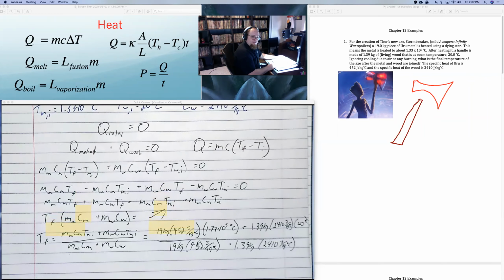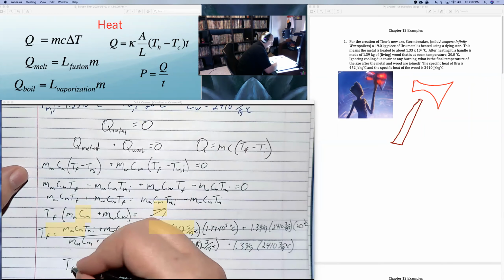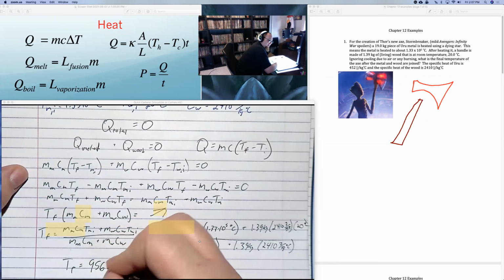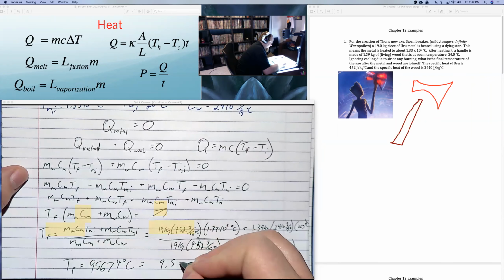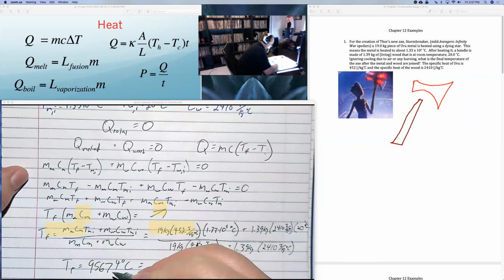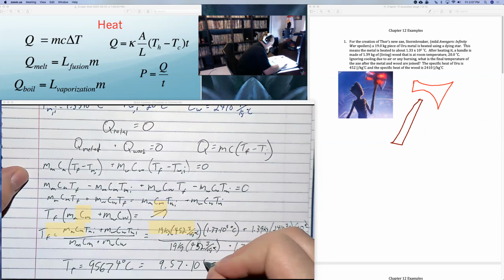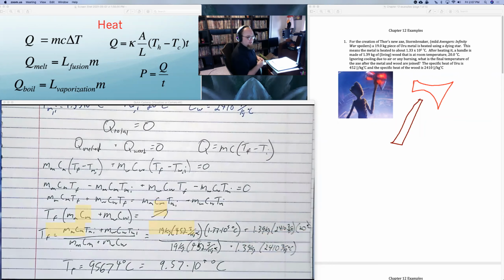When I do that math, I get 95,674 degrees Celsius. Or put it in sig figs, 9.57 times 10 to the fourth degrees Celsius. So, stupidly hot. But I mean, we started stupidly hot, so I don't think it's that surprising.